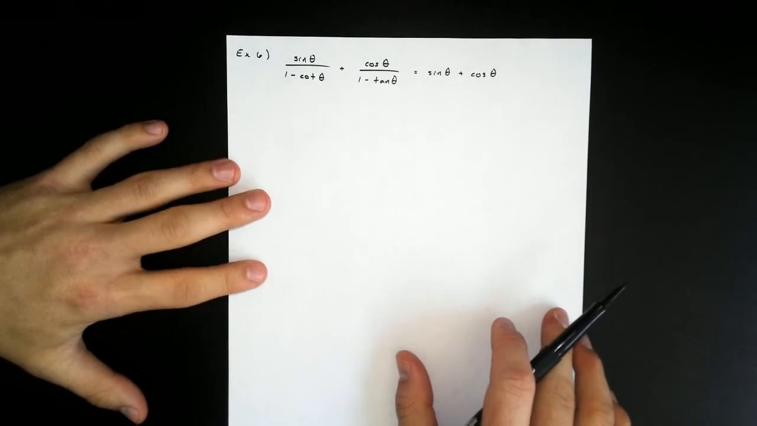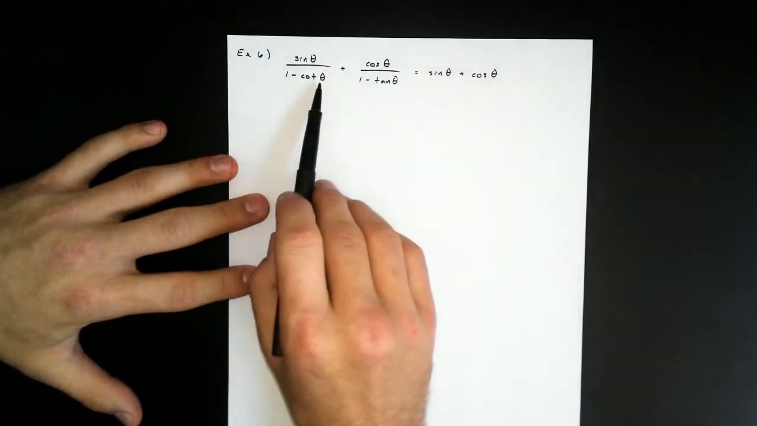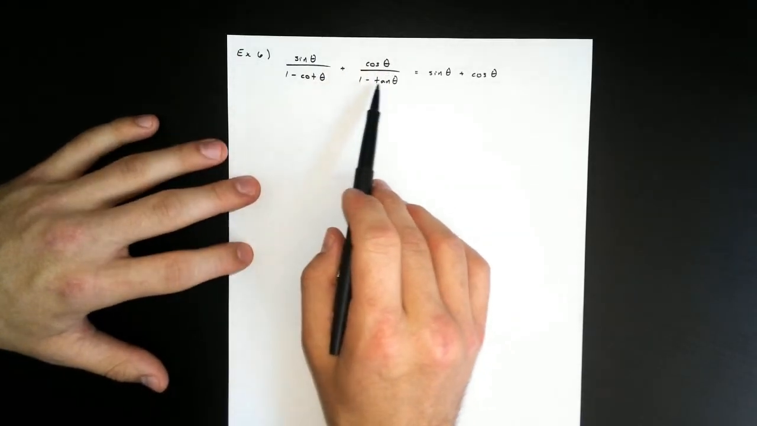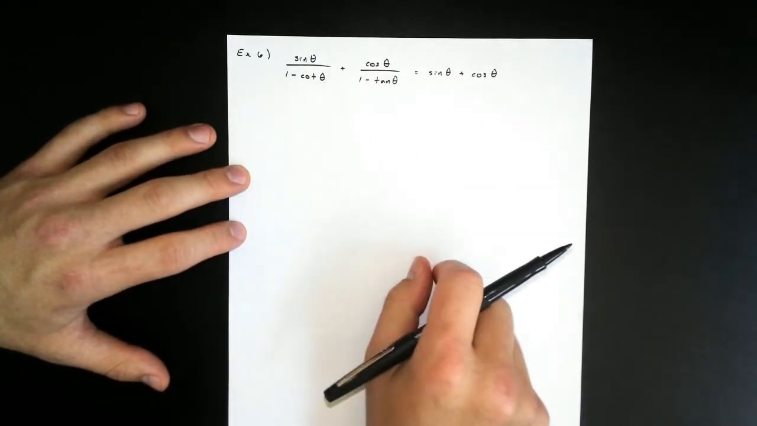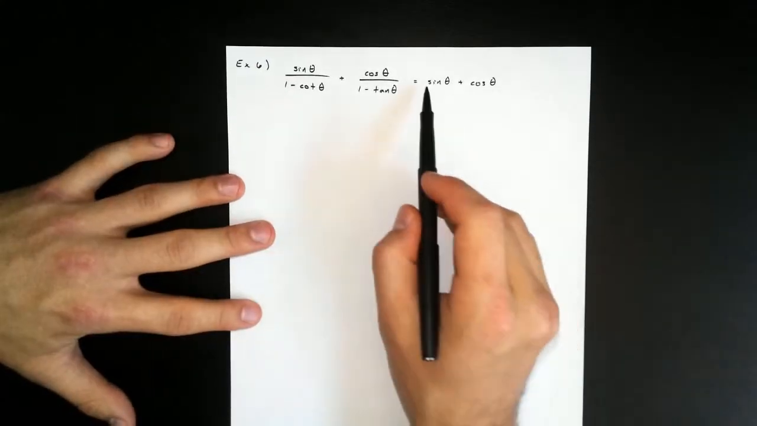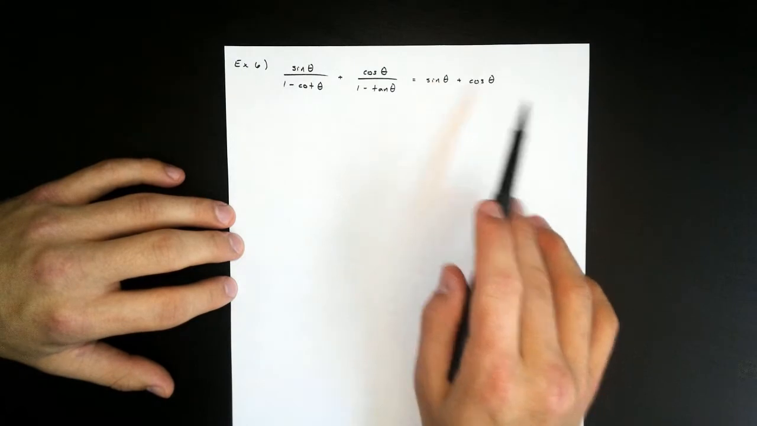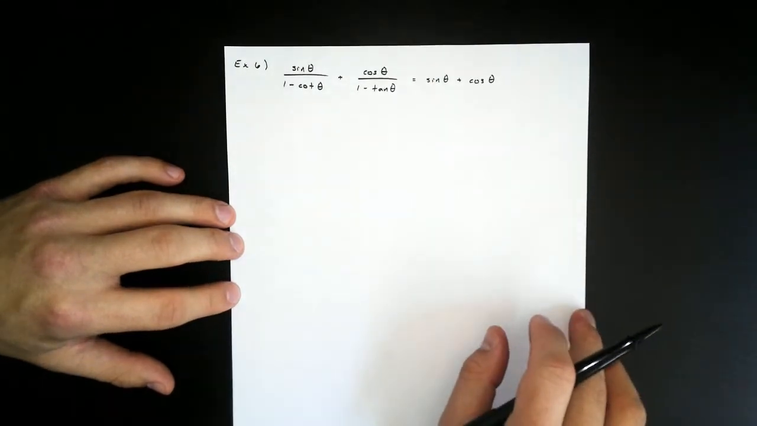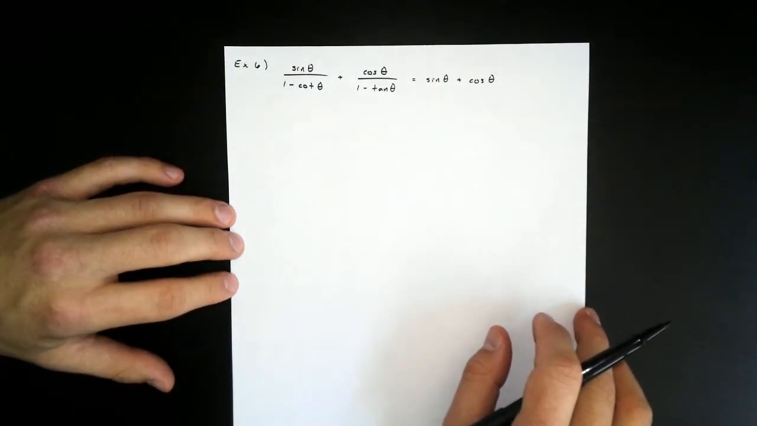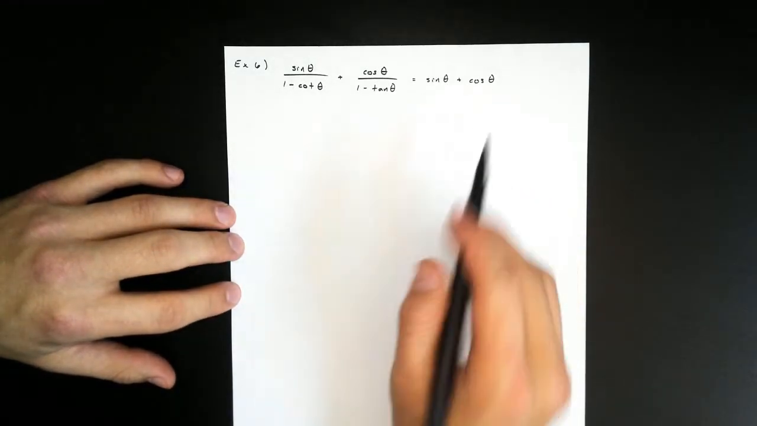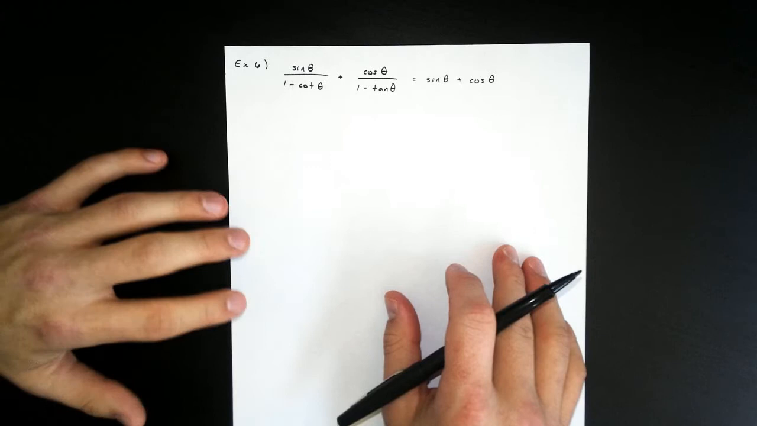So here we have sine of theta divided by 1 minus cotangent, plus cosine of theta divided by 1 minus tangent. And that is equal to sine of theta plus cosine of theta. So the right-hand side is definitely the simpler of the two. So let's work with our left-hand side to see if we can transform that into the right-hand side.